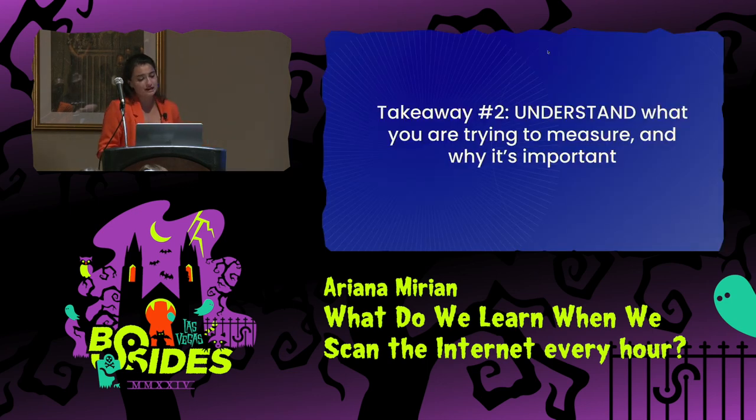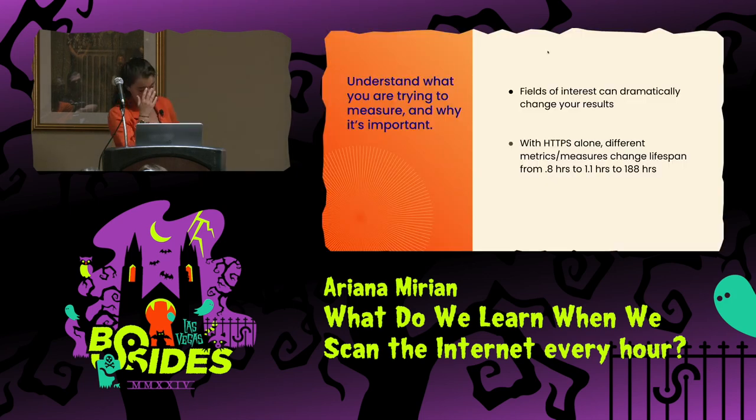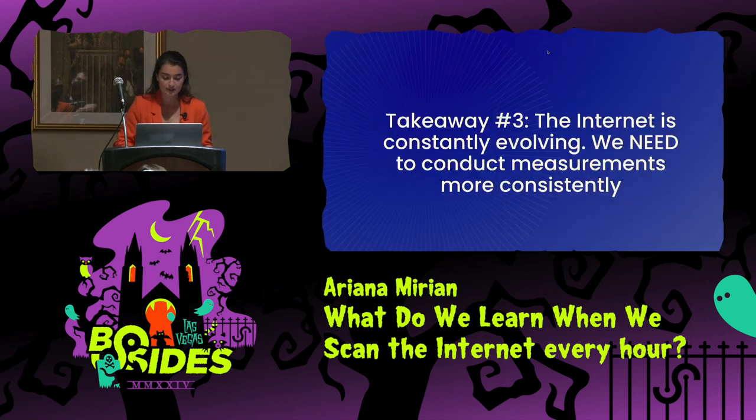Takeaway number two is to understand what you are trying to measure and why it's important. This gets back to the deep philosophical question of, what is a host? What does lifespan mean for you? Is it uptime? Is it change? With HTTPS 443 alone, these different metrics and measures change our lifespan metrics quite wildly. And then finally, the internet is constantly evolving. We need to be conducting measurements more consistently to understand these weird facets and what's going on.